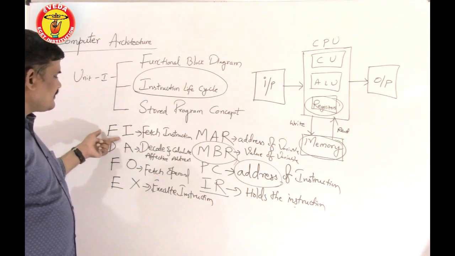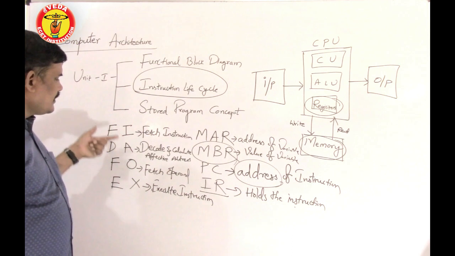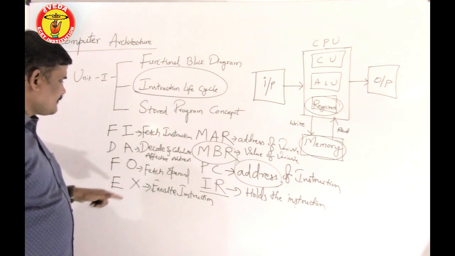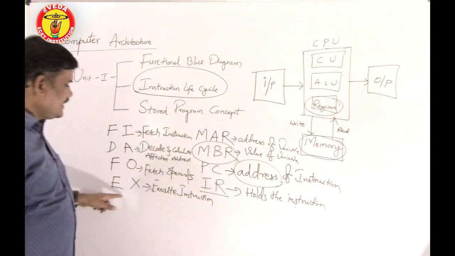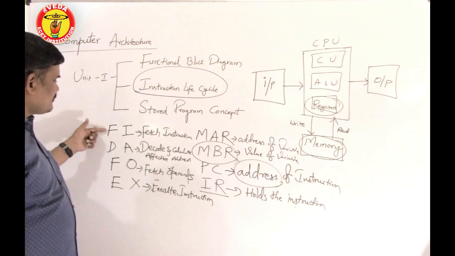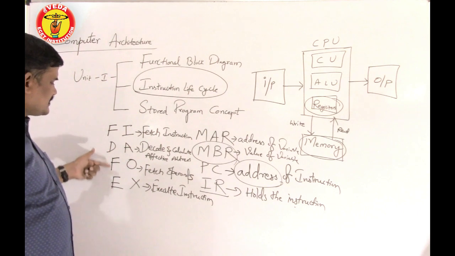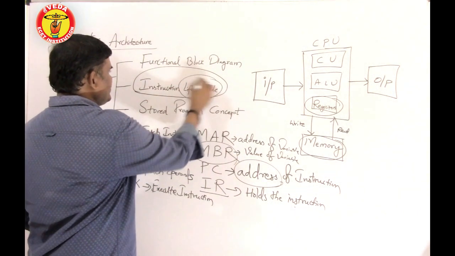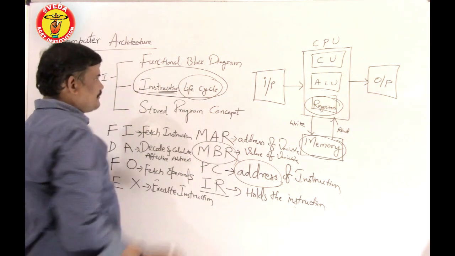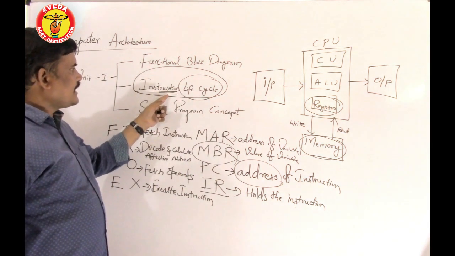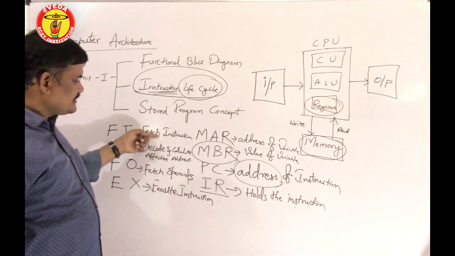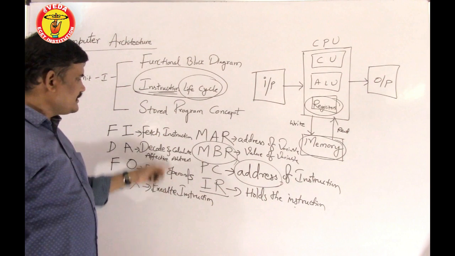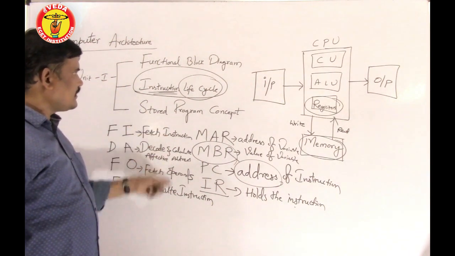So these are the four major phases: fetch instruction, decode and calculate the effective address, fetch the operands, and execute the instruction. These are the four phases of the life cycle of an instruction. The instruction instructs our computer what to do. When the life of the instruction begins and when it ends successfully, the time span between these two is called the life cycle.